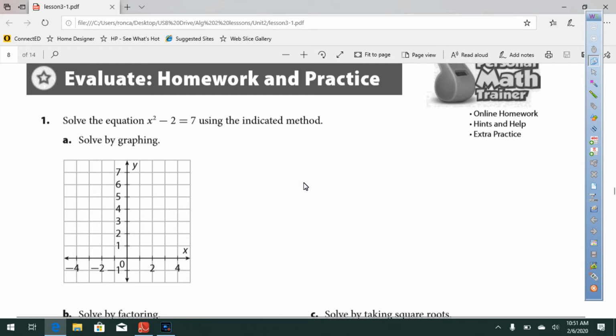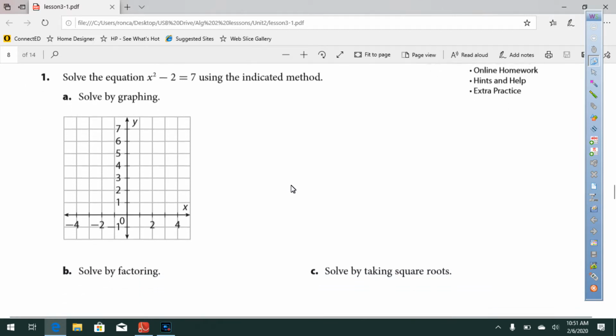Lesson 3-1. Solve the equation x squared minus 2 equals 7 using the indicated method. First, it wants you to solve by graphing.